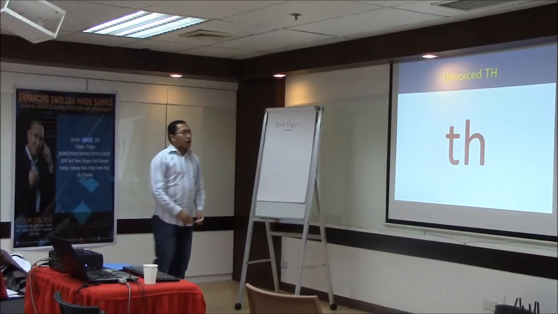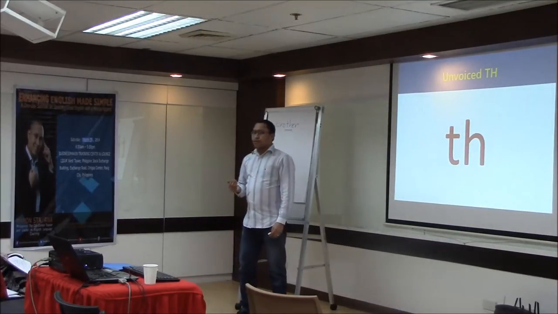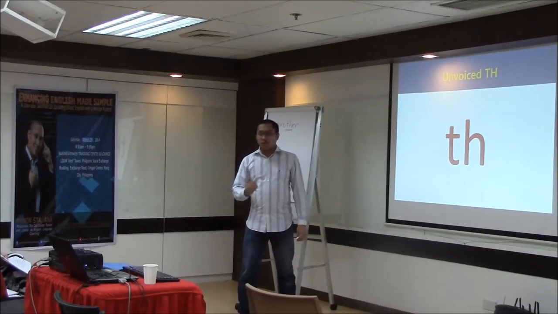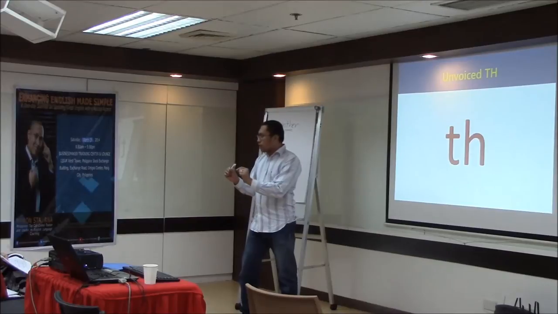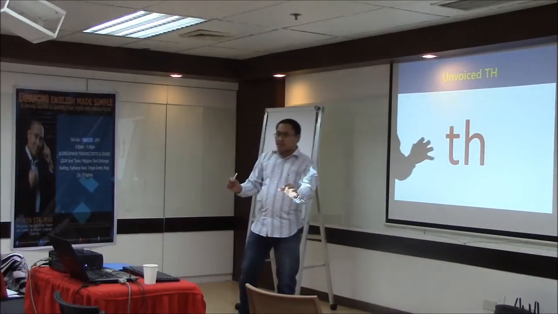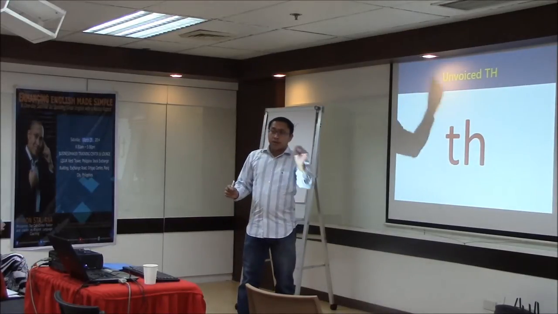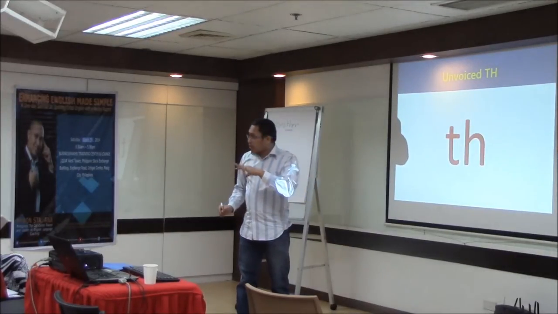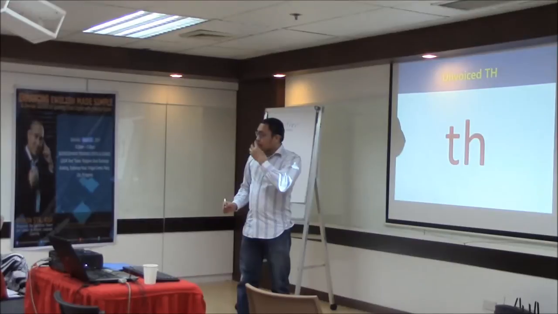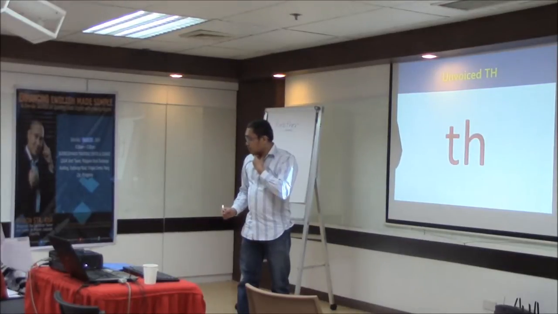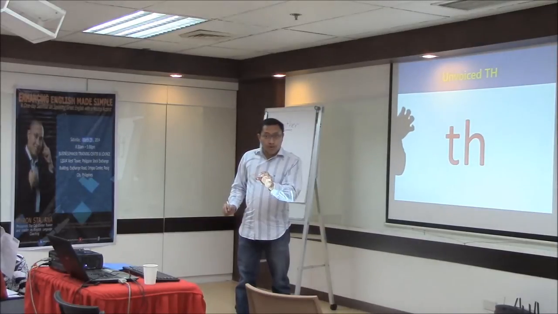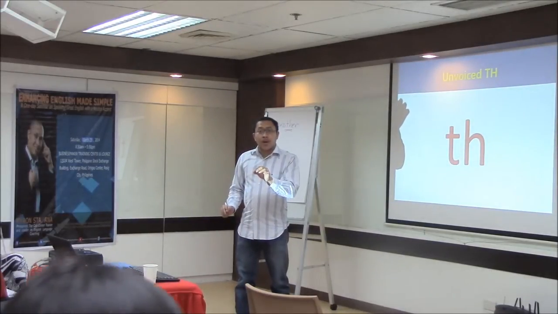Okay, so the next consonant sound we're going to practice and master is the unvoiced TH. The reason why it's called unvoiced and the other TH is called voiced is that the first TH we learned is vibrated. That's why it's called voiced. It makes your vocal cords vibrate. Now this is unvoiced because you don't have to make your vocal cords vibrate. You just have to push air out from your mouth.